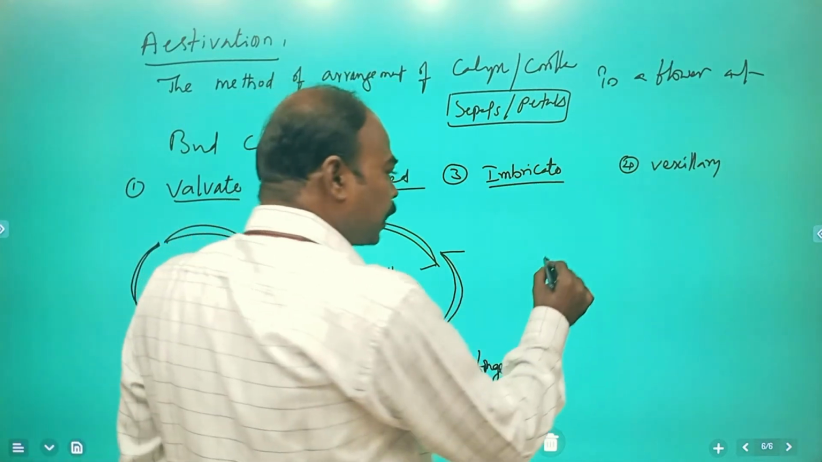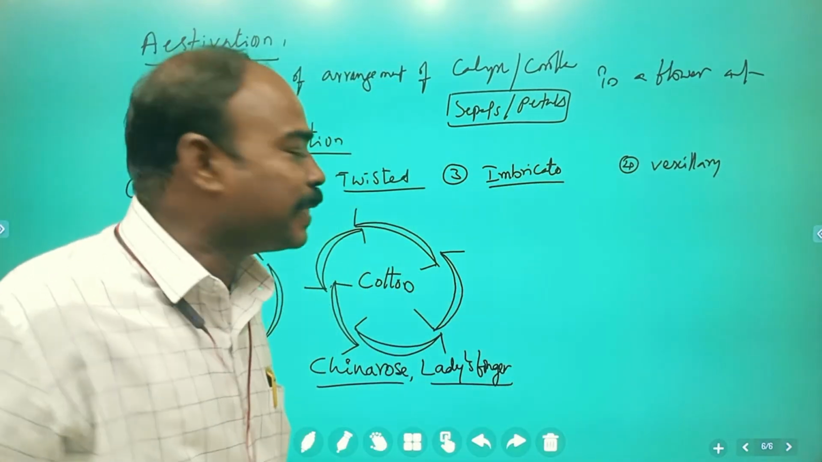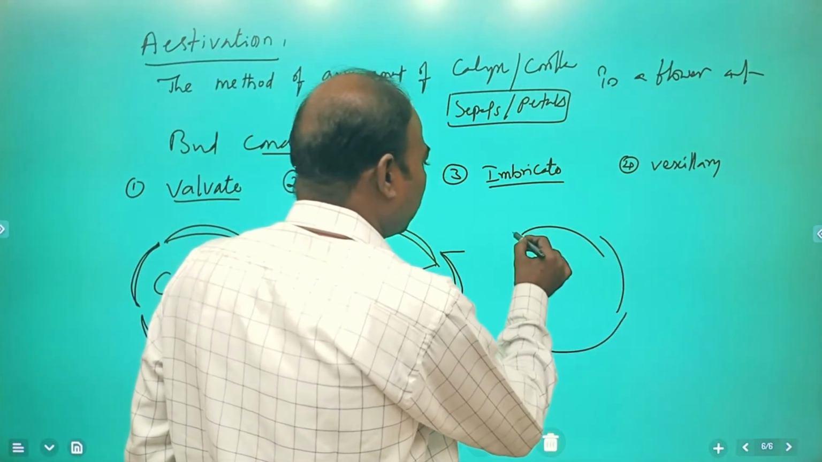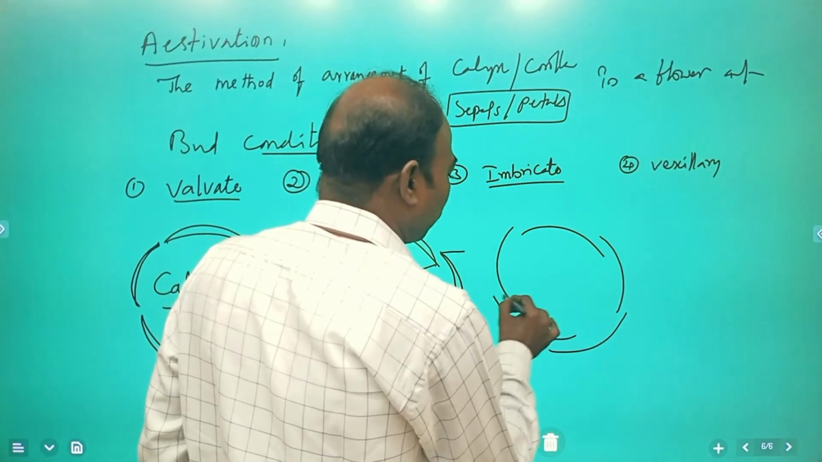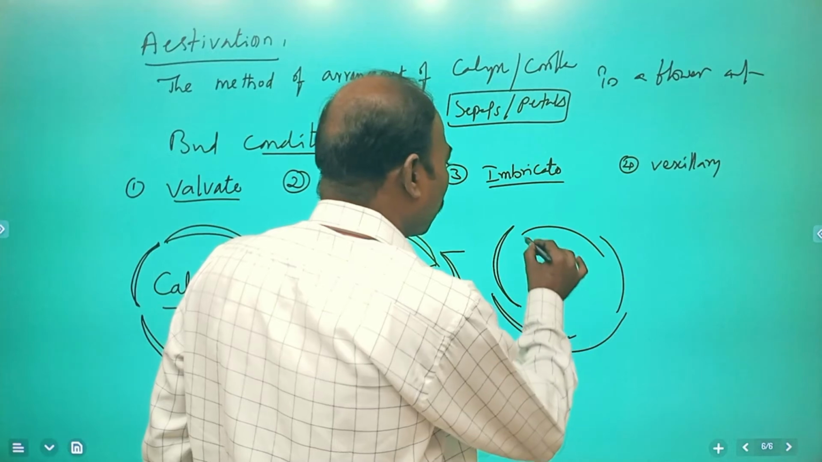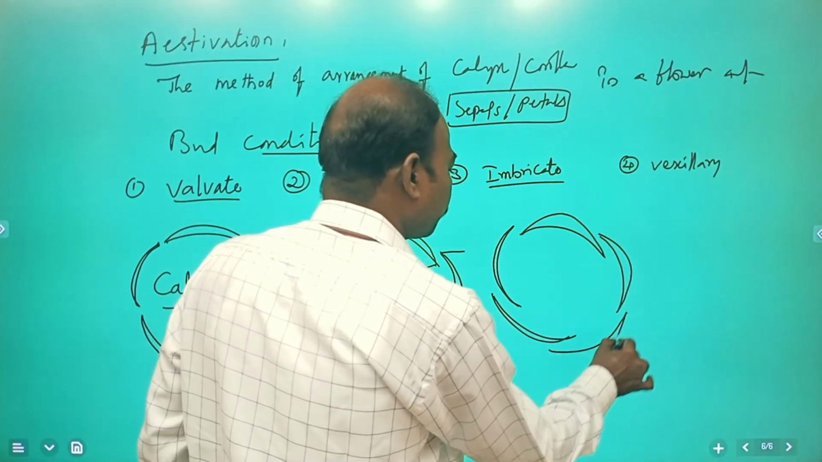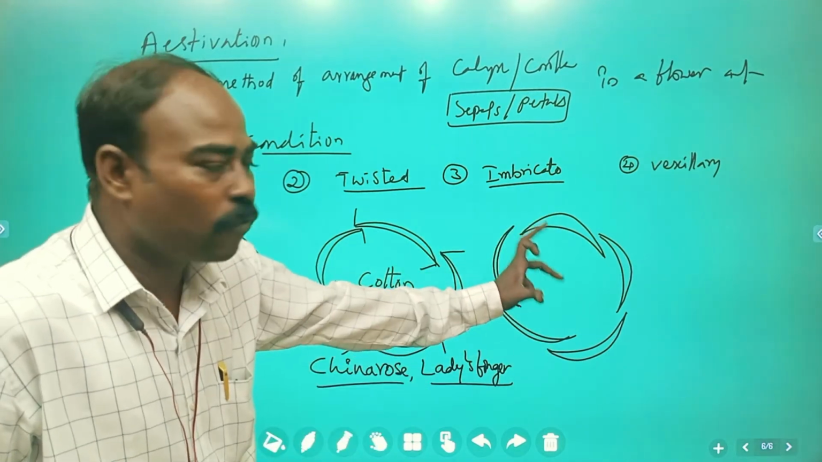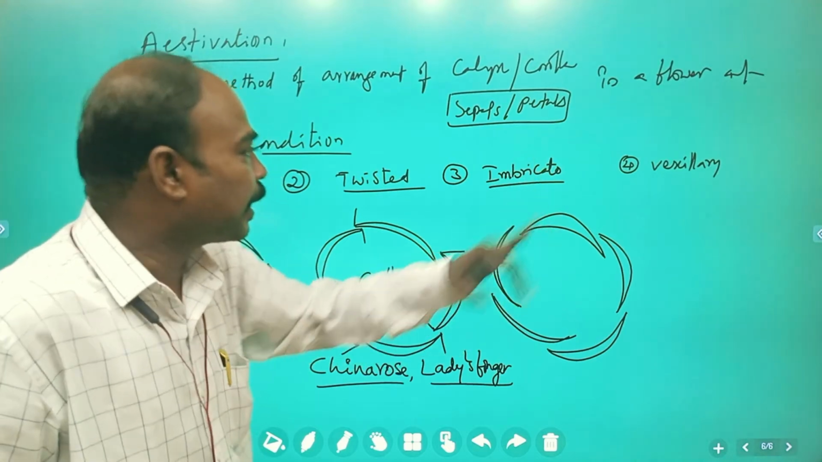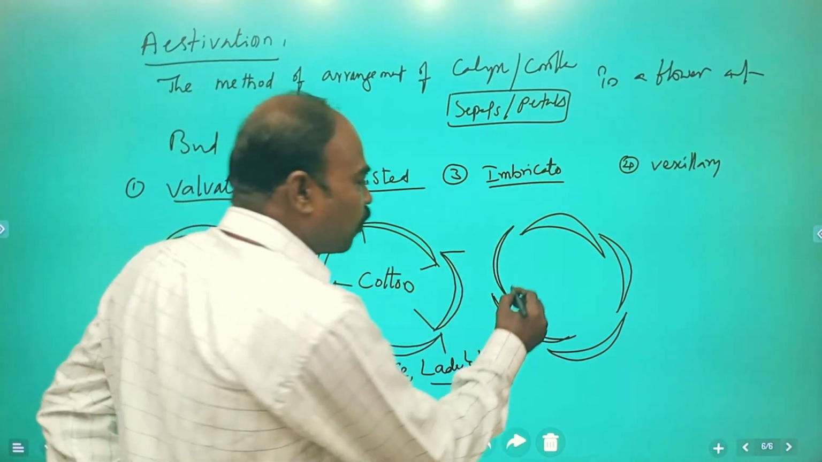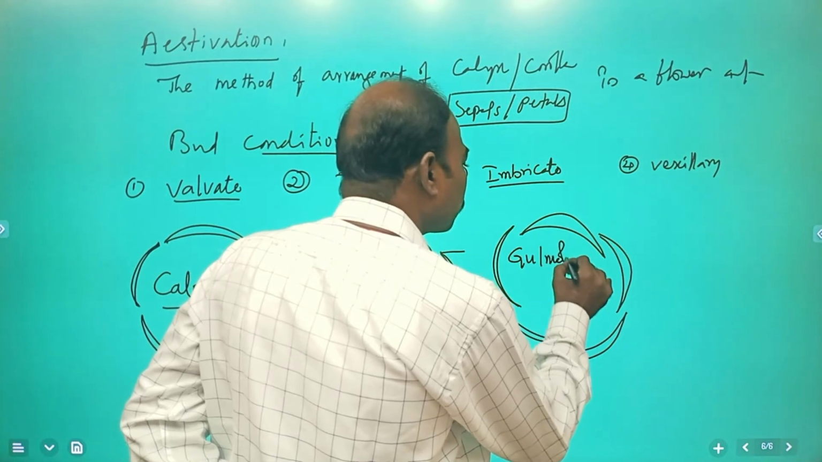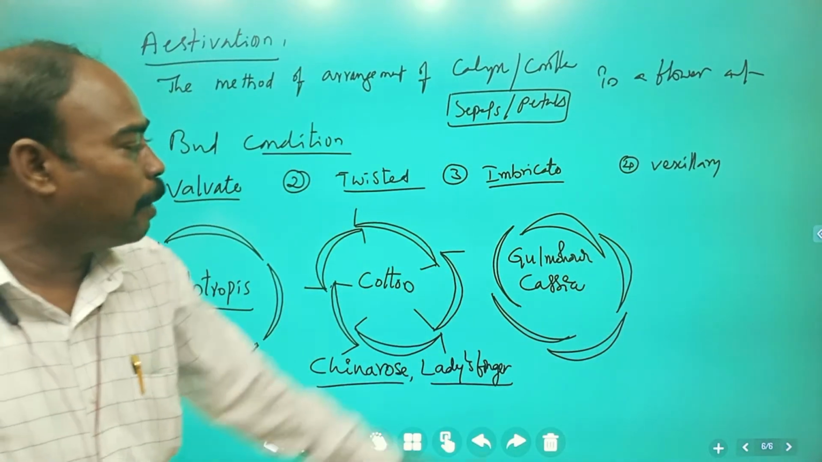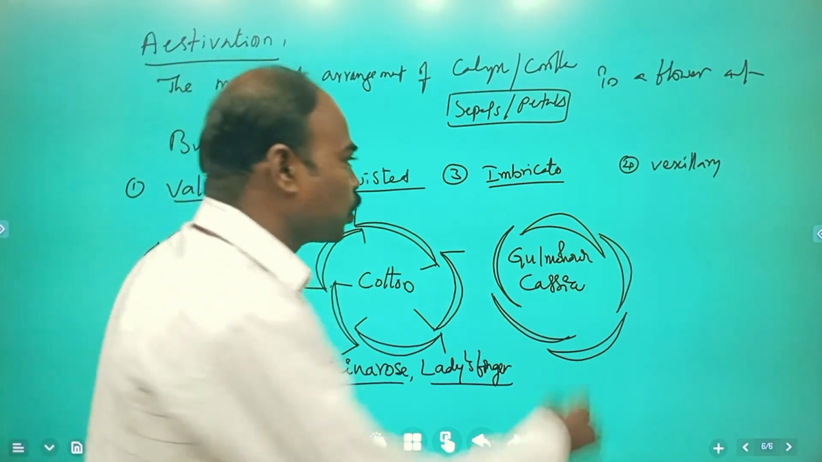Next, imbricate. Here the overlapping was seen, but not in a distinct manner. See, this one is overlapped by this one, which is overlapped by this one. It means the overlapping was not found in a definite order. Such irregular overlapping is found in the imbricate type of aestivation. It is found in Gulmohar, Cassia. Cassia and Gulmohar are examples of the imbricate type of aestivation.